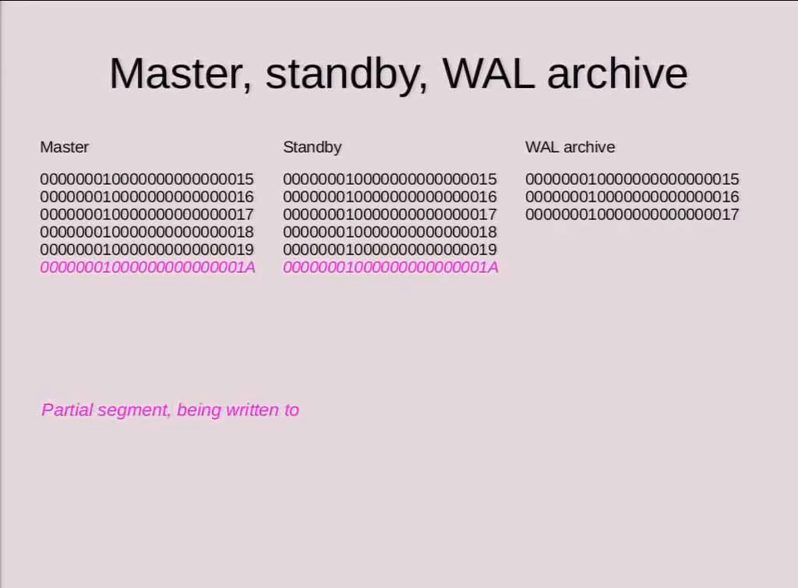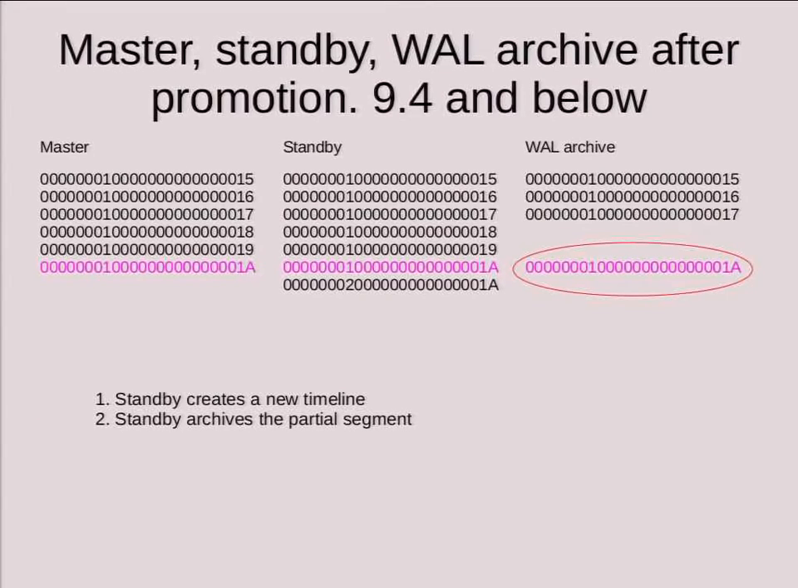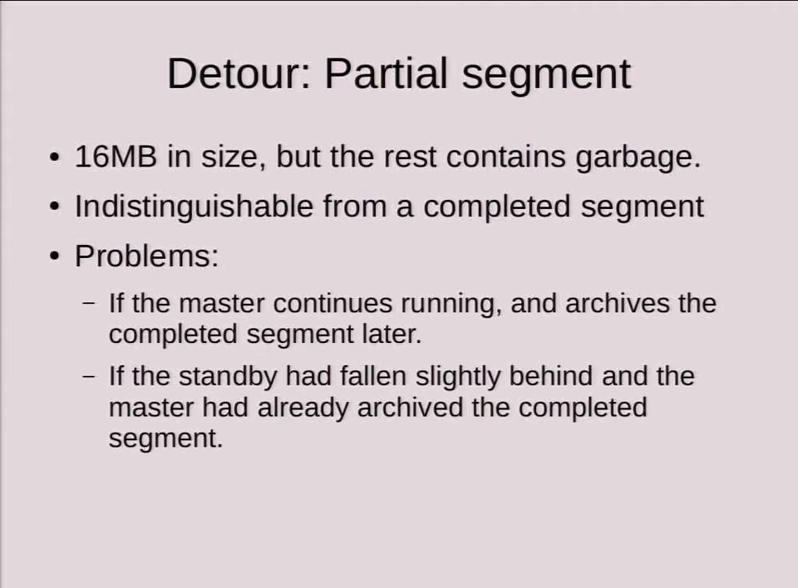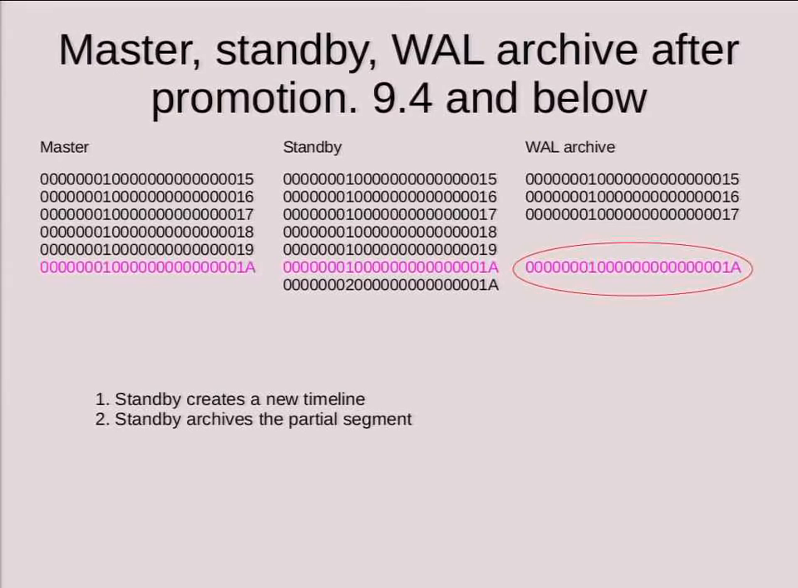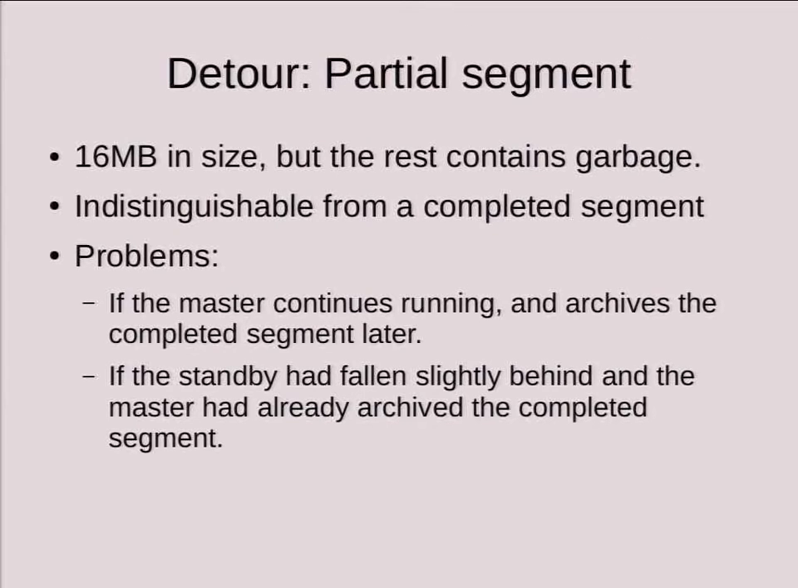So what's now going to happen when you crash and you promote your server? In 9.4 and below, what will happen is that the standby will, first of all, archive this partial file. And it's going to have a name that looks just like any other file, which is pretty confusing because you don't know it's a partial one. I'm going to do a little detour on this. In 9.4 and below, you have this segment in the WAL archive that I've circled that looks just like any other WAL file in the archive, but it's not actually complete yet. Only half of it contains garbage. It's not a problem on its own, but it's very confusing.